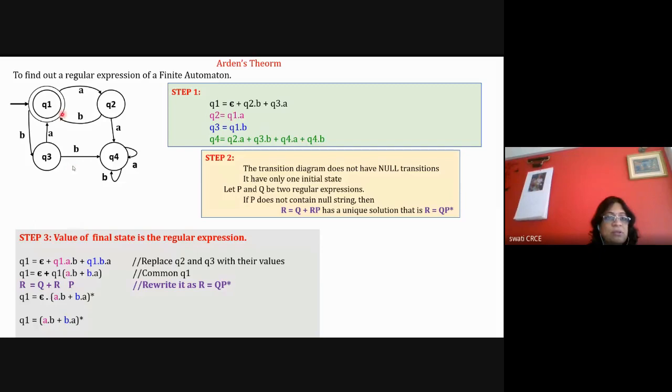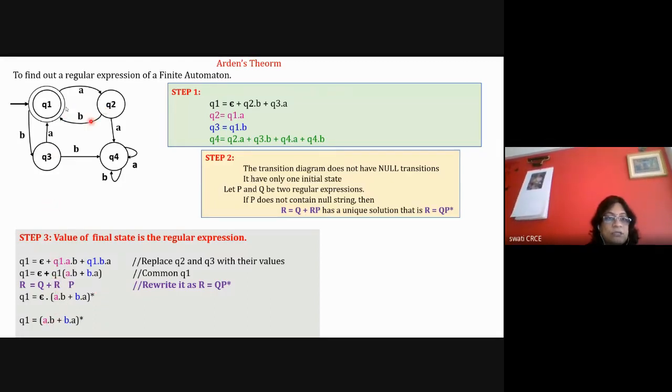So just verify your answer. AB is allowed, only BA is allowed, AB is allowed, BA is allowed, then AB, then BA, then AB, then BA, or BA, then AB is allowed. So you can verify your answer. And this is your regular expression for this particular diagram.